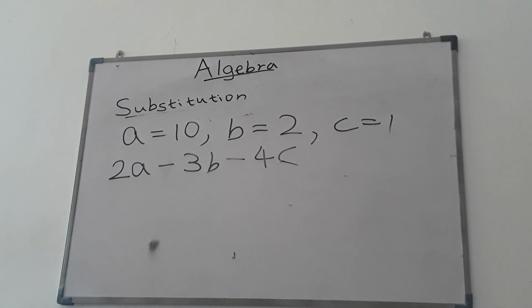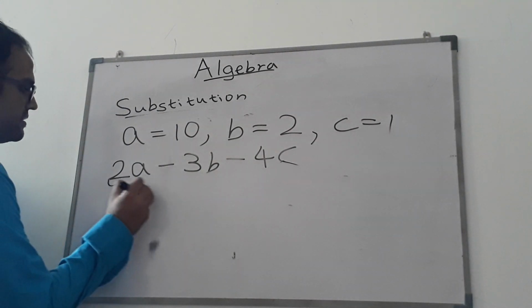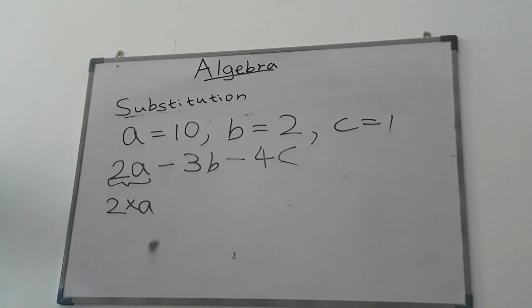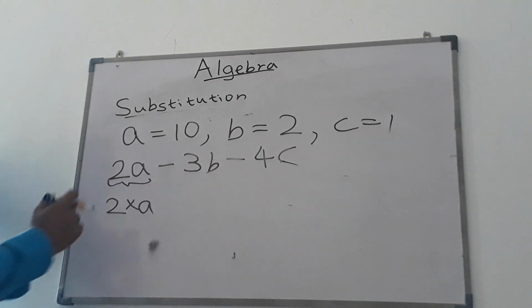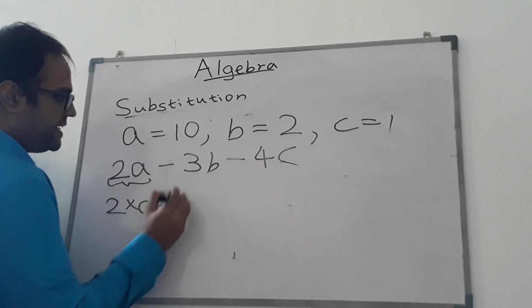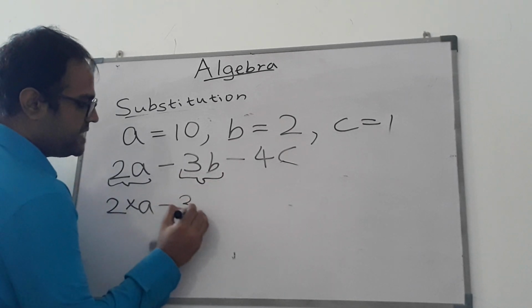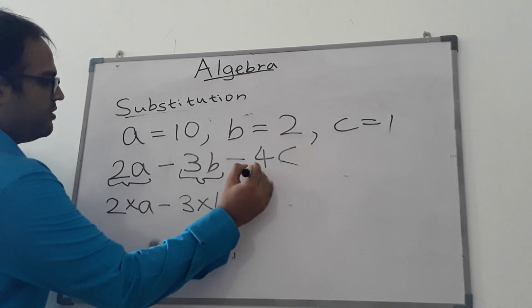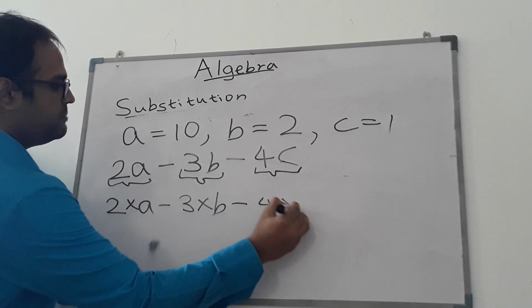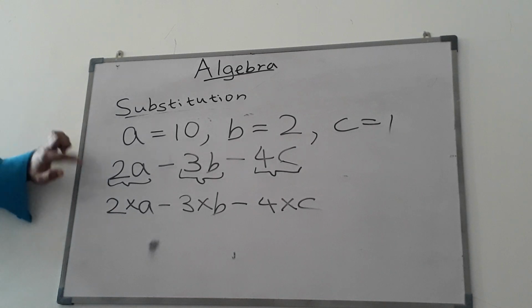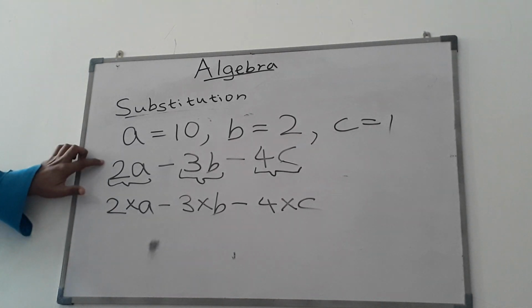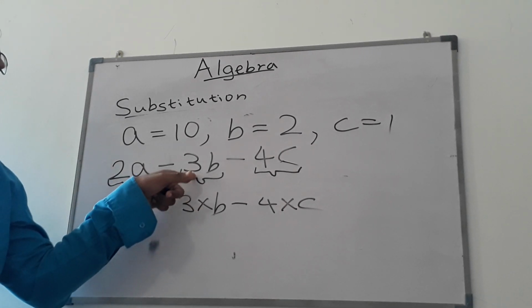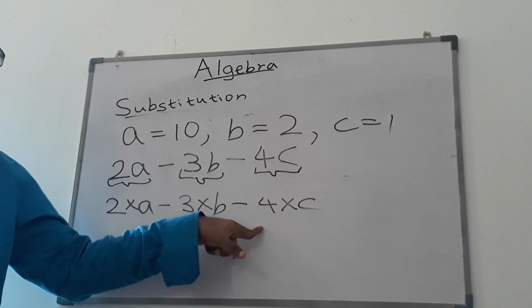So first of all we have to break this. 2A can be written like 2 times A, because 2 times A means 2A. Keep the minus here. 3B means 3 times B, because 3 times B is 3B. Next is another minus. 4C means 4 times C.